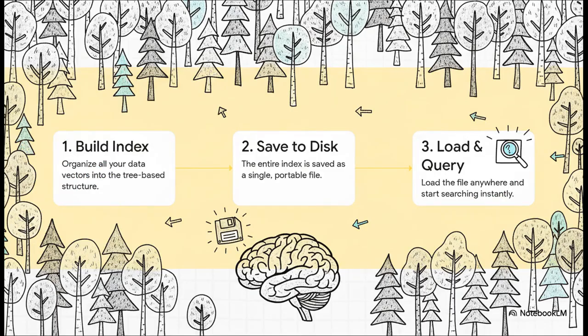And using it is incredibly simple. It's really just a three-step process. First, you feed it your data, and it builds that forest of trees we talked about. Second, you save that entire index to just one single file. And third, you can load that file into any application on any machine and just start querying right away. No servers, no network calls, it's just a file.